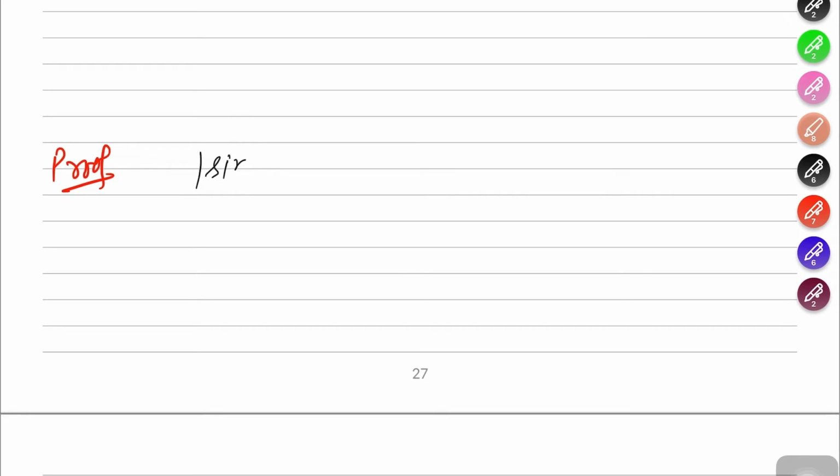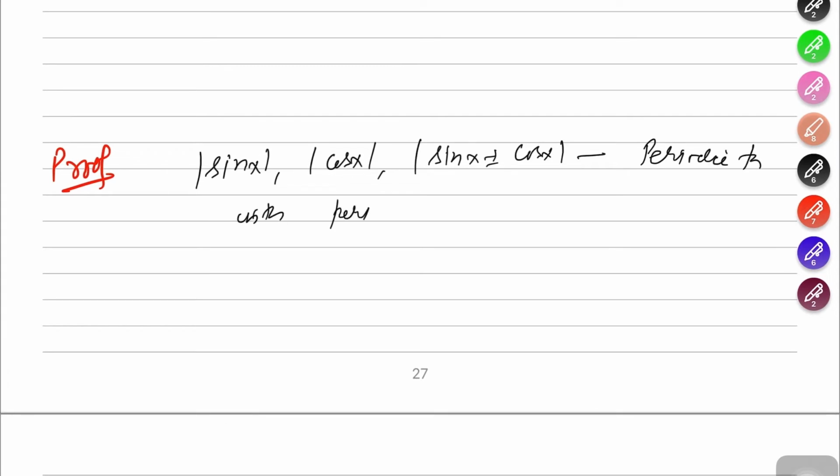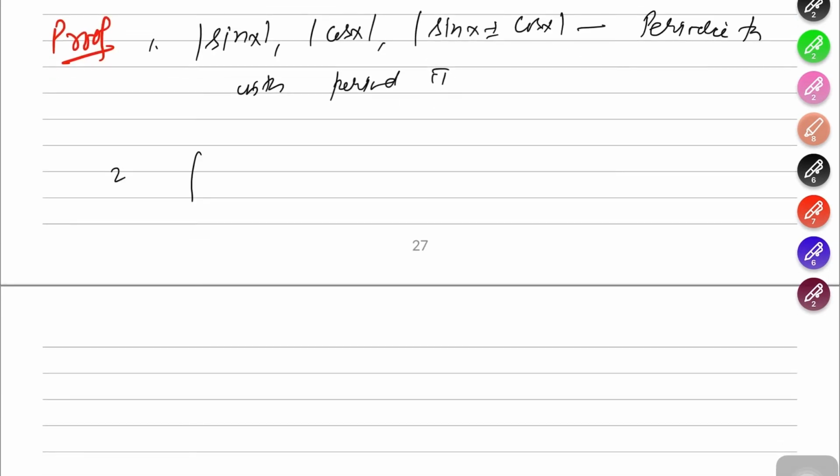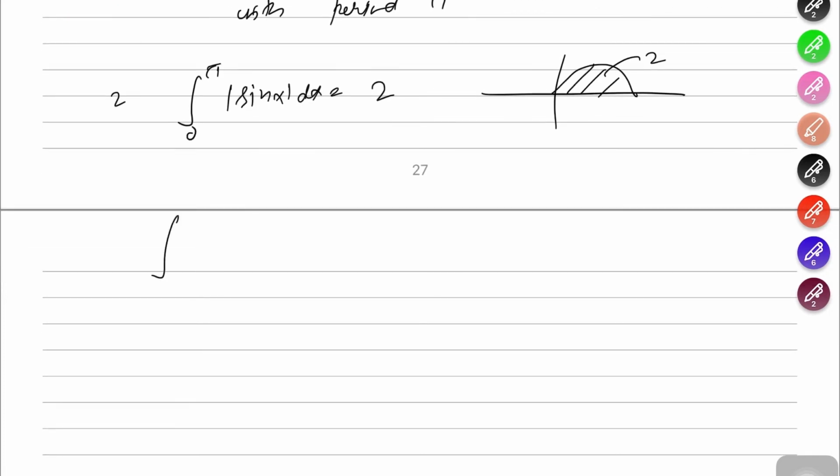See, first of all, we should know that mod of sin x, mod of cos x, mod of sin x plus minus cos x is a periodic function with period pi. Second thing is we should know that from 0 to pi mod of sin x, since their period is pi, for one period the value is 2. So this is something, a sine has one period, this value is 2. Similarly 0 to pi mod of cos x dx is also 2.